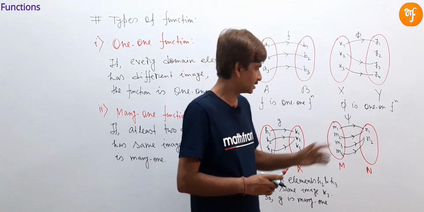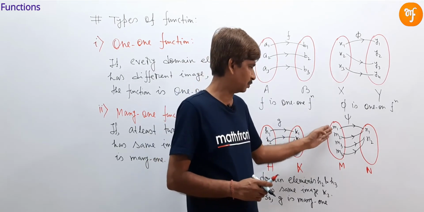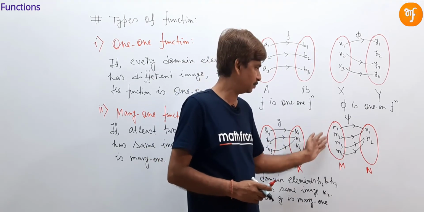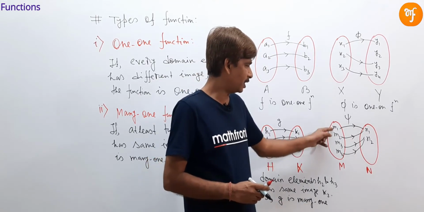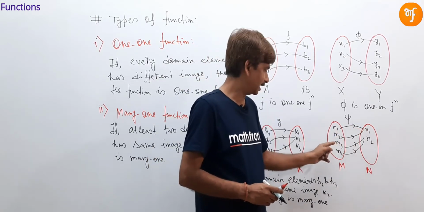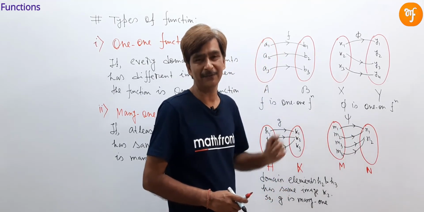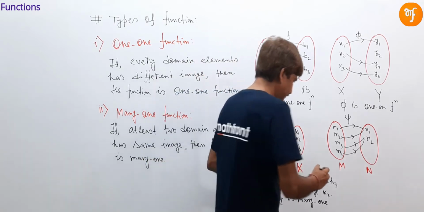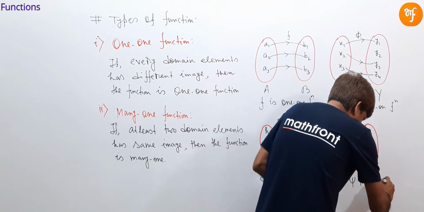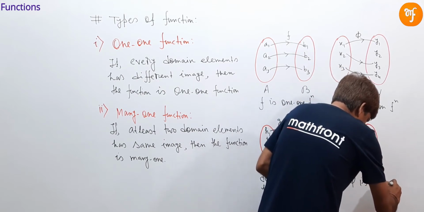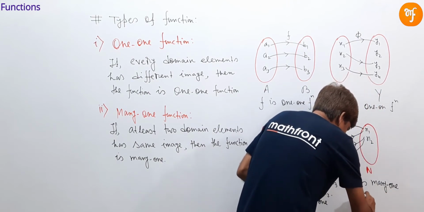So in this case the relation psi is a function obviously, as all of the domain elements M1, M2, M3 have a unique image in codomain N, but M1 and M2 have the same image N1 and M3 and M4 have the same image N2. So that is why this is a many-one function. Okay, so write down: psi is a many-one function.